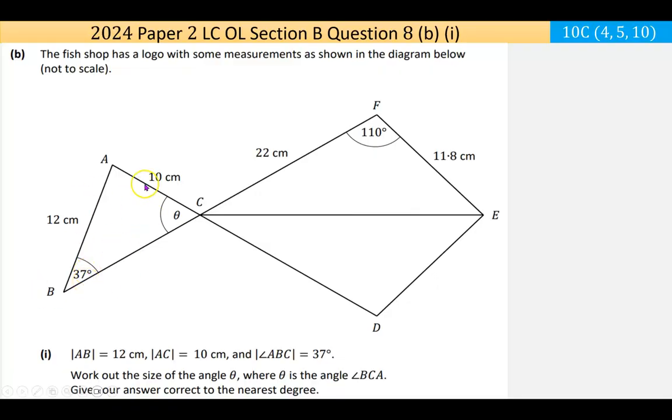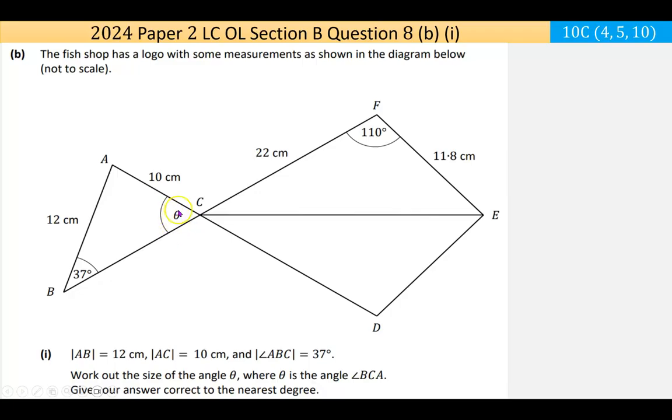I'm only really focused on this triangle here at the moment, and they say work out the size of the angle theta, where theta is the angle BCA, and they label that as well. Now, I don't particularly like the symbol theta. I don't mind it, but I appreciate that lots of people don't like it. It's not familiar. You can always in your head or write it down, just call that A.